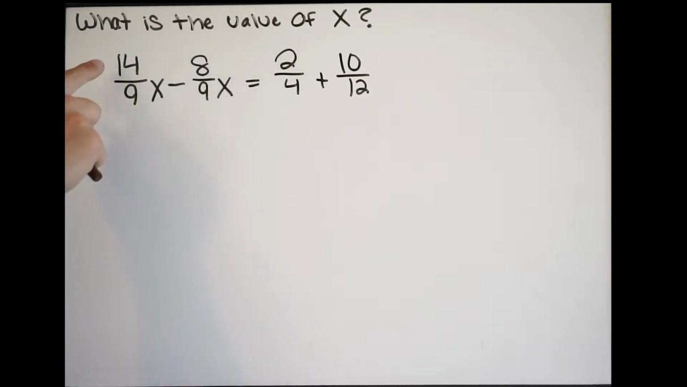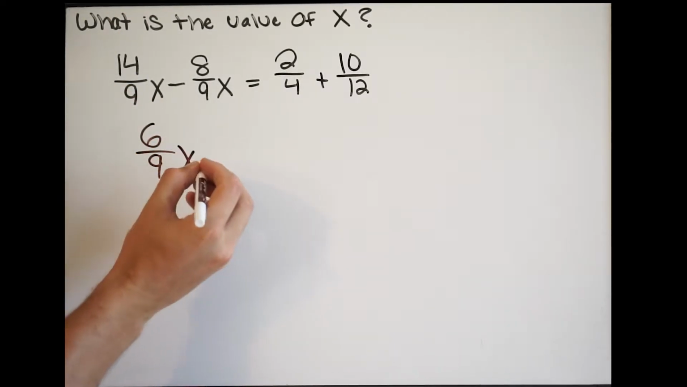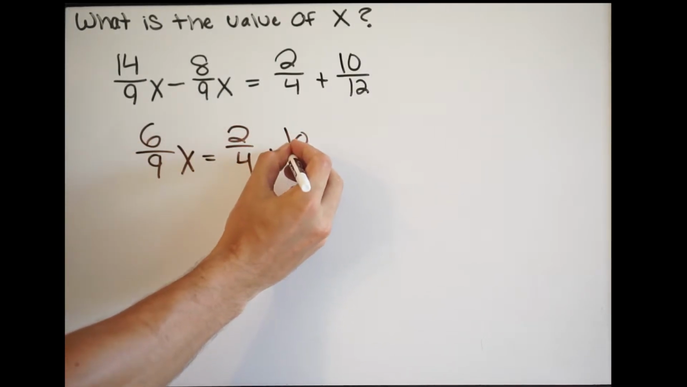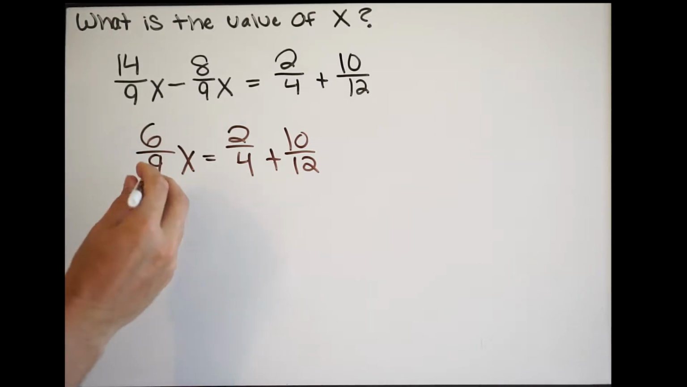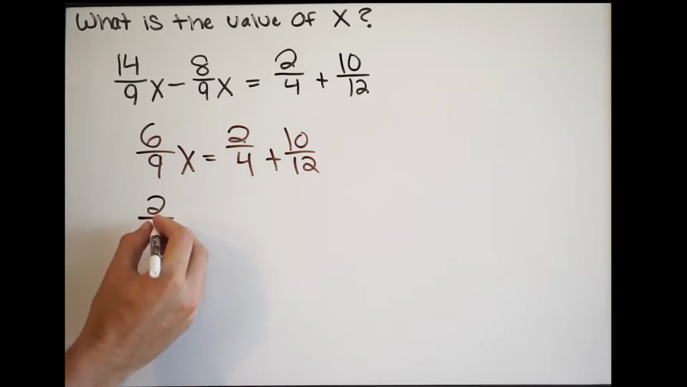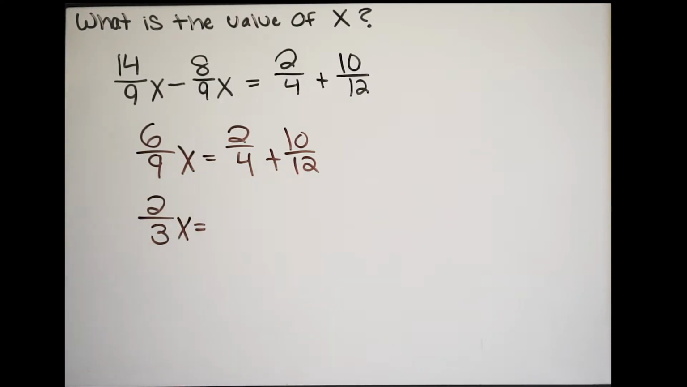So what I'm going to do here is do 14 minus 8, and I'm going to get 6, right? So I get 6 over 9 x equal to 2 over 4 plus 10 over 12, right? And what we want to do here is let's go ahead and reduce this. So we know that, well, 3 will go into 6 2 times, and 3 will go into 9 3 times, right? And now we look to the right side and we want to combine any like terms that we have.